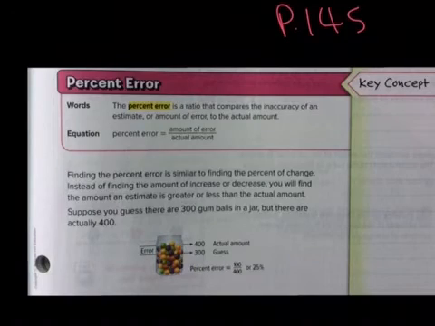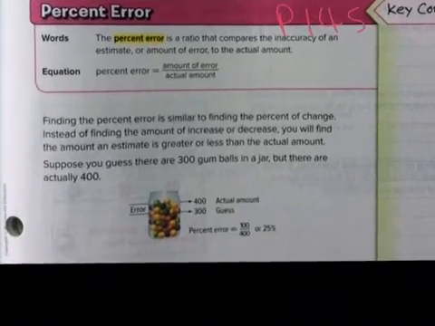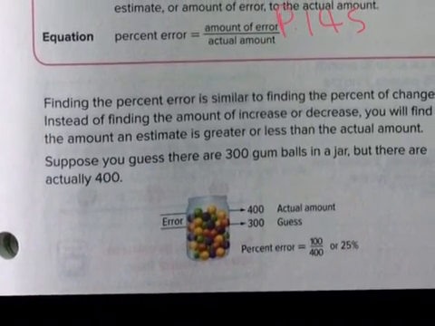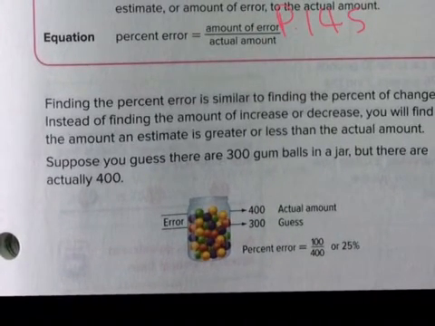Another key concept at the bottom of page 145 is the percent error. Now, sometimes this happens, boys and girls, when we're estimating. For example, take a look here. Here we have an example of the gumballs. Finding the percent error is similar to finding the percent of change. Instead of finding the amount of increase or decrease, you will find the amount an estimate is greater or less than the actual amount. Suppose you guess there are 300 gumballs. You guessed there were 300 in here, but there are actually 400.